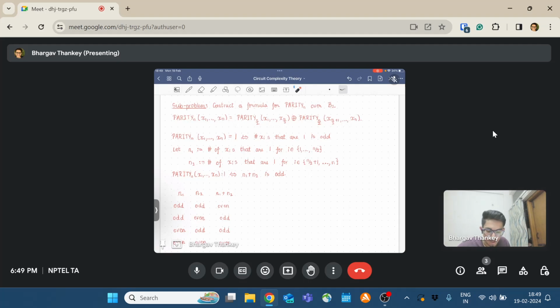Okay. So we have this recursive relation, right? And using this, we want to construct a formula for parity over B2. So this is very simple, right? The formula just looks like this.